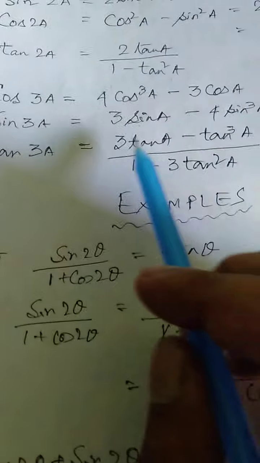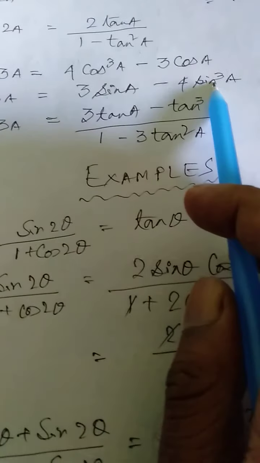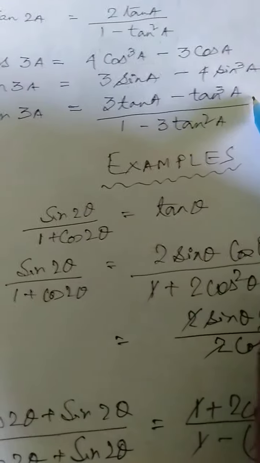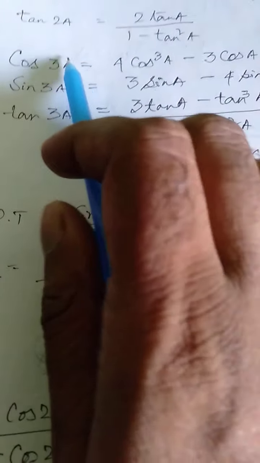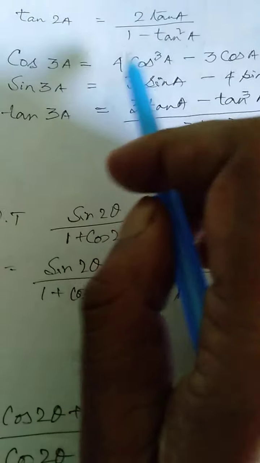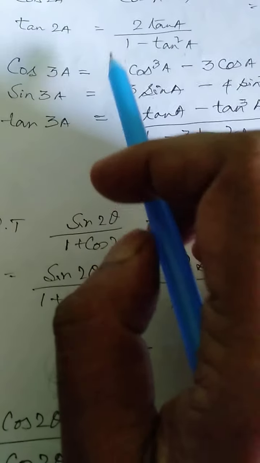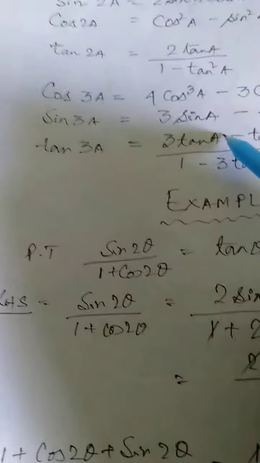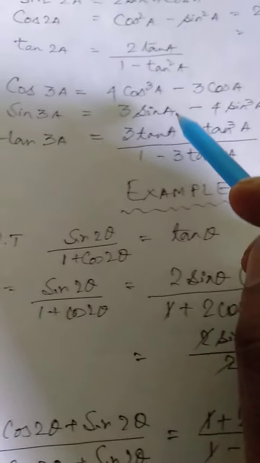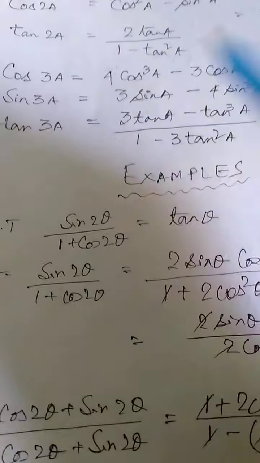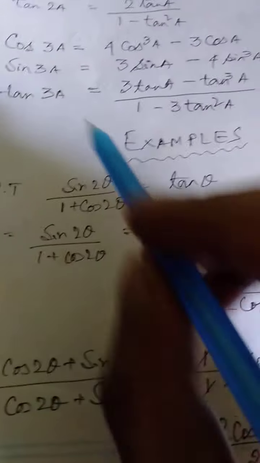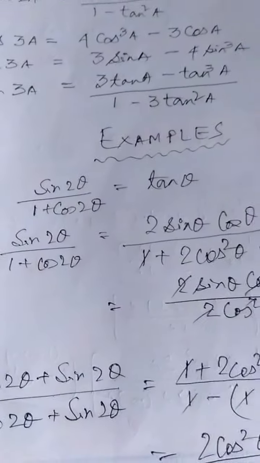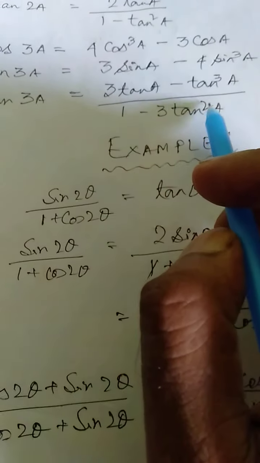Cos 3A is what? 4 cos cube A minus 3 cos A. Sin 3A, 3 sin A minus 4 sin cube A. You can prove this. Suppose cos 3A, you write cos (A plus 2A). Then with the help of compound angle and the formula of cos 2A, sin 2A, we can derive this formula of sin 3A or cos 3A. And similarly, tan 3A is 3 tan A minus tan cube A by 1 minus 3 tan square A.